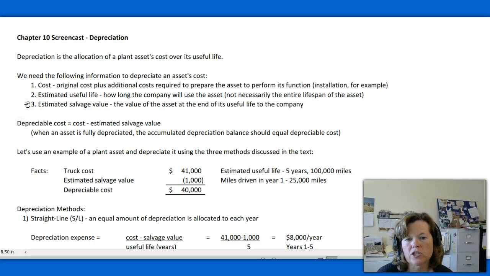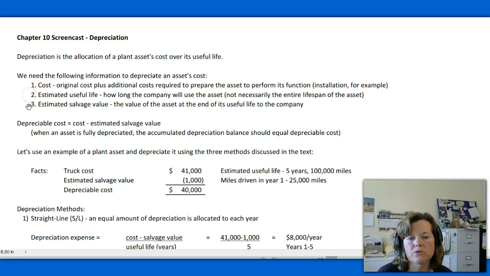The third piece of information is the estimated salvage value, and that's the value of the asset at the end of its useful life to the company. So in my example before, say we had a delivery van, we expected to use it 4 years and then go and sell it to somebody else. We would have to come up with an estimate of what it's going to be worth after the 4 years that we use it. Okay, and that would be the estimated salvage value.